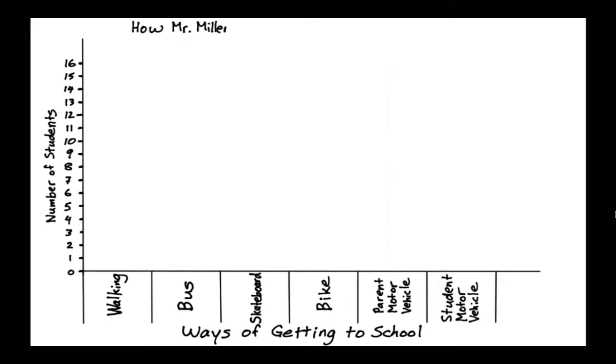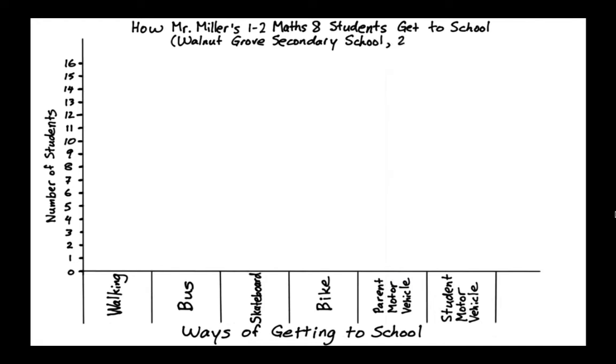Another thing that's really important is to make sure that there's a really specific title at the top. Now, some people might just say, this is just ways of getting to school for a bunch of students. But that's not very specific. So I know it's a bit of a lengthy title, but take a look. It says how Mr. Miller's 1-2 Maths 8 students get to school. And this is at Walnut Grove Secondary School in the year 2019-2020. So it's really clear exactly what I'm representing.